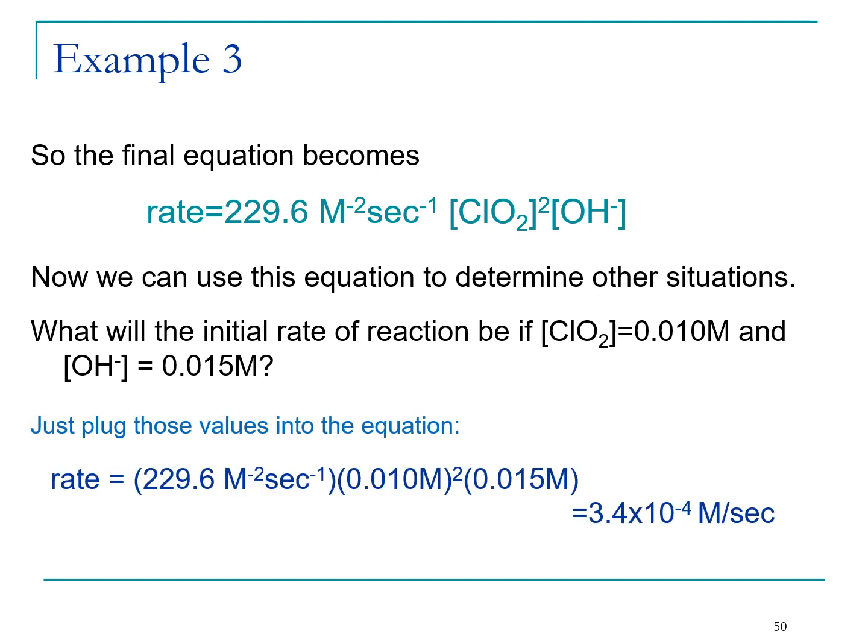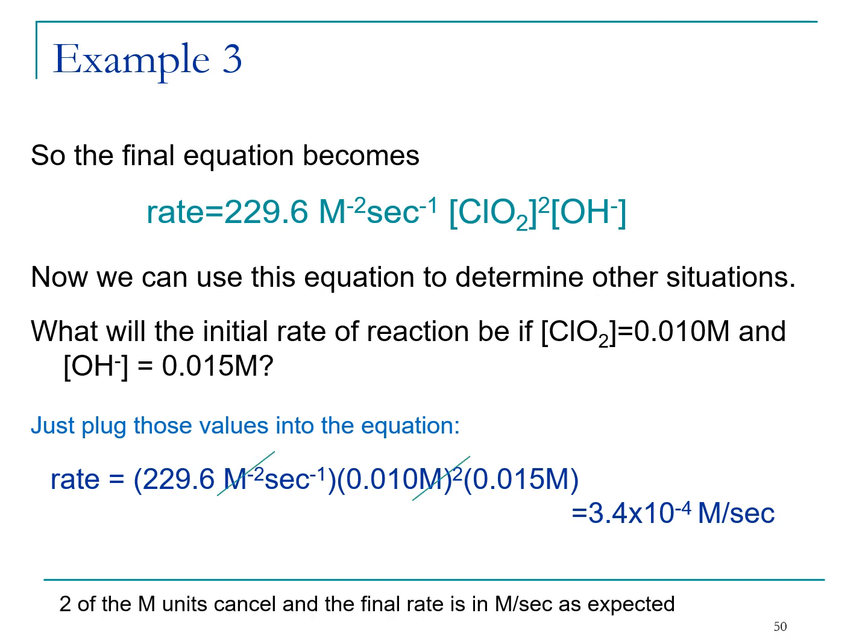We just plug it in: 229.6 times 0.010 squared times 0.015 gives us 3.4 times 10 to the 4th M per second, and your rate should have the M per second unit. And our units cancel.